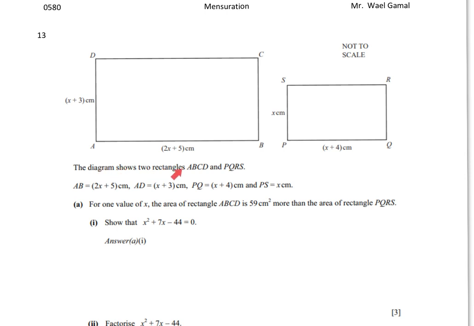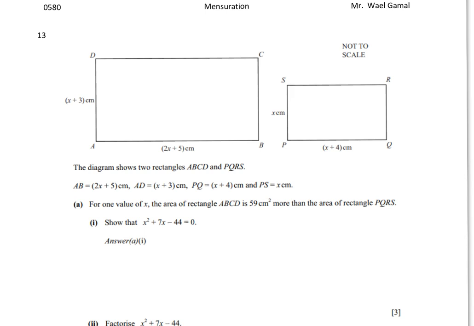The diagram shows two rectangles, ABCD and BQRS. AB equals x plus 5 and AD equals x plus 3. BQ equals x plus 4, BS equals x. For one value of x, the area of rectangle ABCD is 59 centimeters squared more than the area of rectangle BQRS. So the area of this rectangle is 59 more than that one. Show that x squared plus 7x minus 44 equals 0.